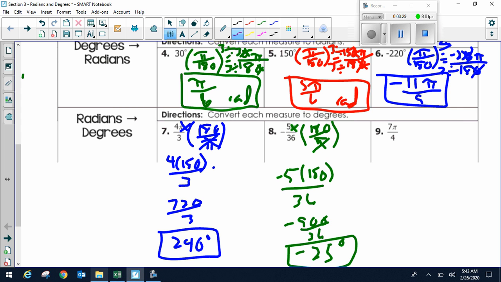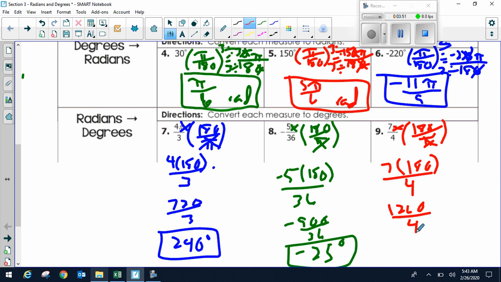And same thing on the last one. Multiply by 180 over pi. The pi's go away. You get 7 times 180 divided by 4. 7 times 180 is 1260. And divided by 4 is 315 degrees.